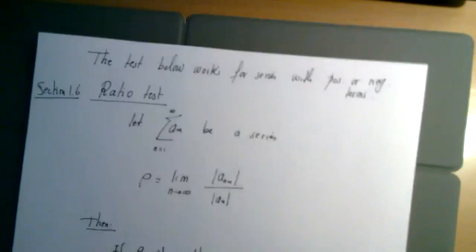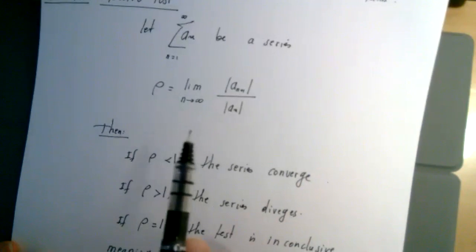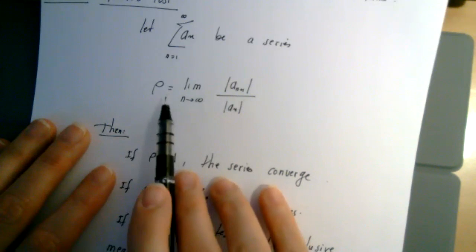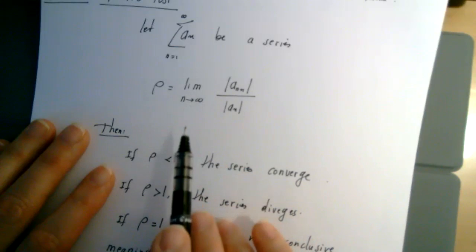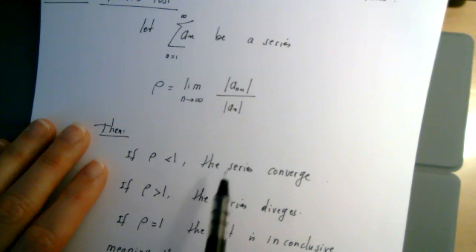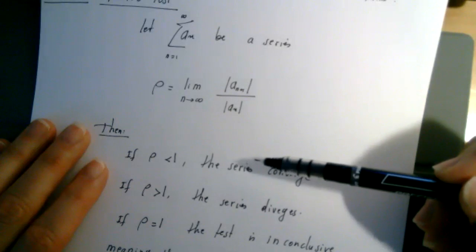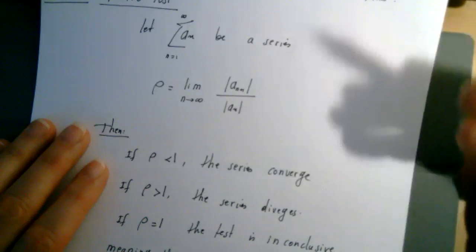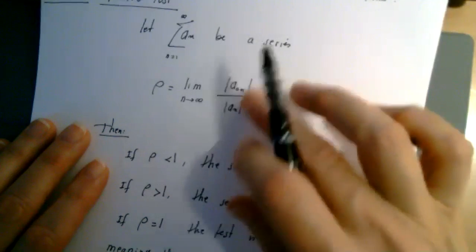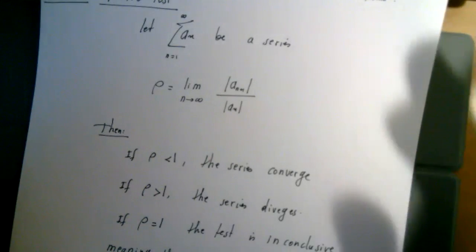What does it say? It tells me the following. Suppose sigma a_n is a series, and this time I'm not assuming the terms are positive. And let rho be the following: the limit as n goes to infinity of the ratio, and that's where the word ratio comes from, of the absolute value of a_(n+1) over the absolute value of a_n. So the ratio test requires that we take the absolute value of the terms. If the terms are positive, I don't have to worry about it.